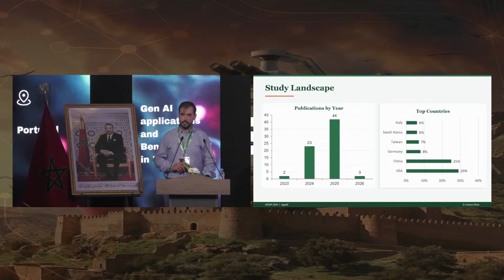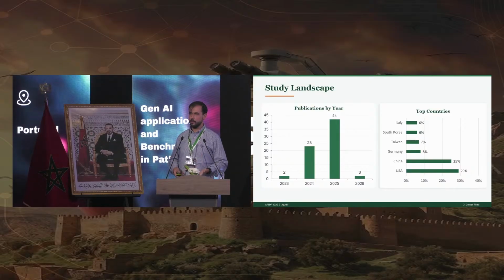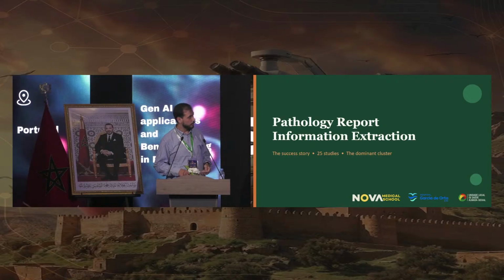Just so you can take a look and see how many publications there are per year. In 2025 alone, there have been as many publications as all the years prior combined. Most of these publications are coming from the United States, from China, Europe, and Asia as well. Africa is not yet represented in this list of countries, but hopefully it will be soon as this technology becomes more widespread and available. And so, moving on to pathology report information extraction.